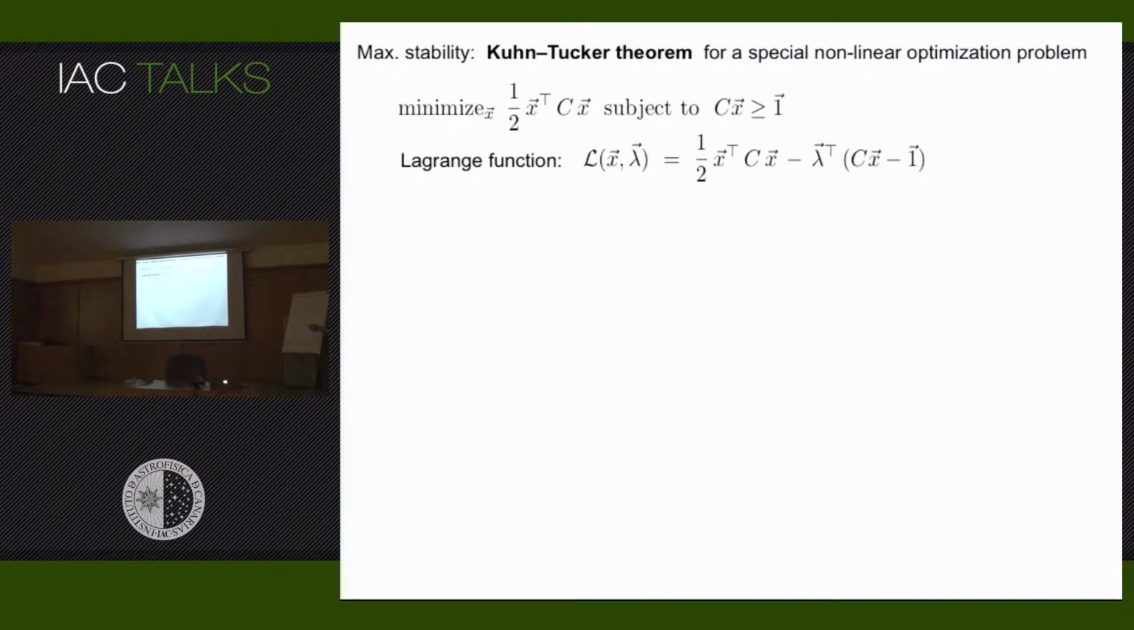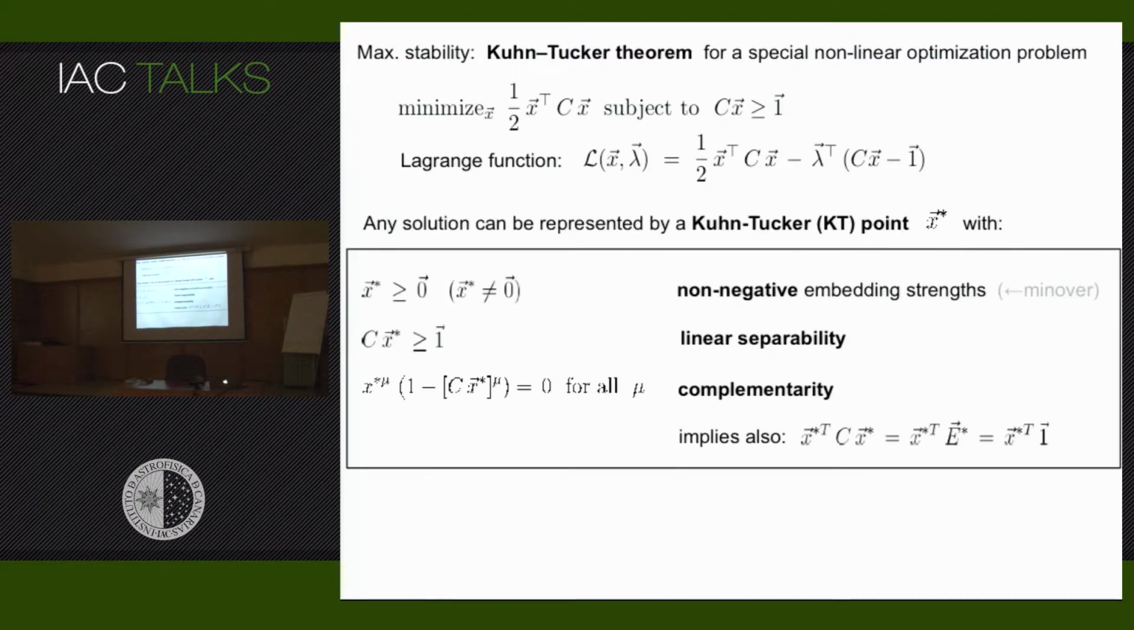Applied to our problem, which looks like this, minimize the quadratic form under these constraints, you define a Lagrange function which looks pretty much the same as in the ADALINE case, right? So here we have Lagrange multipliers. And the KT theorem, Kuhn-Tucker theorem, tells me that any solution of this problem, which we call a KT point, x star, satisfies the following conditions. Some of them are obvious. Cx larger or equal 1 just means we find a solution. We want the linear separation of the two classes. This is this, right? Then KT tells you the embedding strengths of the solution will all be non-negative.